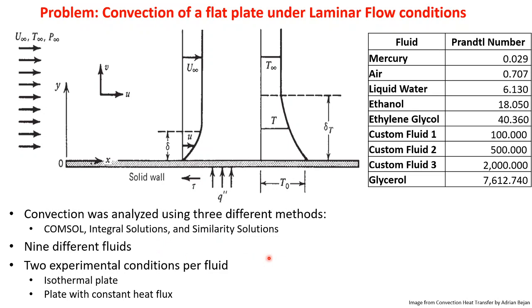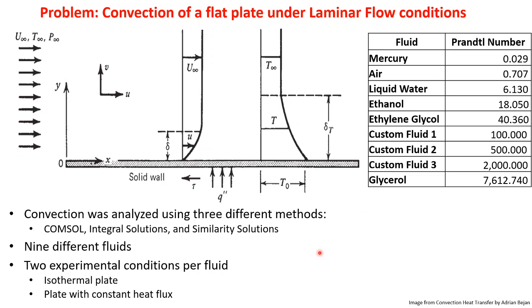The three methods I decided to use were COMSOL, integral solutions, and similarity solutions. And I decided to look at 9 different fluids. Those 9 fluids are listed over here in the table on the right, starting with mercury, a very low Prandtl number, and finishing off with a very high Prandtl number of glycerol. You may be asking, what are these custom fluids 1, 2, and 3? Well, COMSOL's library of materials didn't have any fluids with Prandtl numbers in this range, so I made custom materials and adjusted their viscosity and thermal conductivity to match the Prandtl numbers found in the table there.